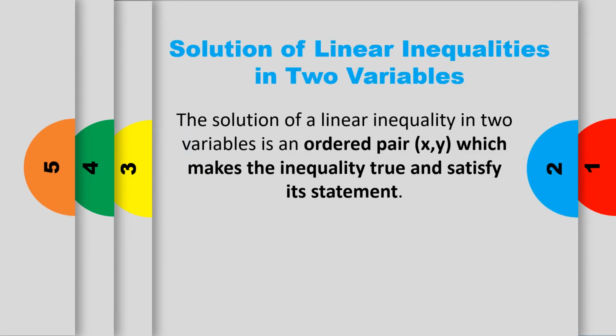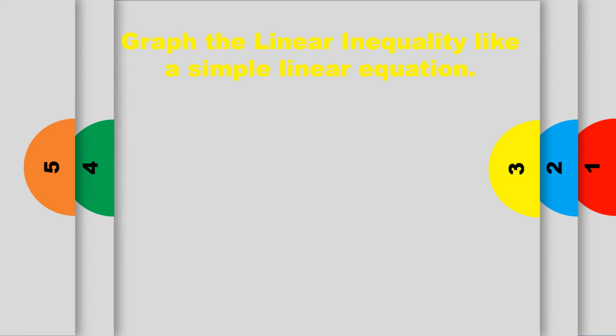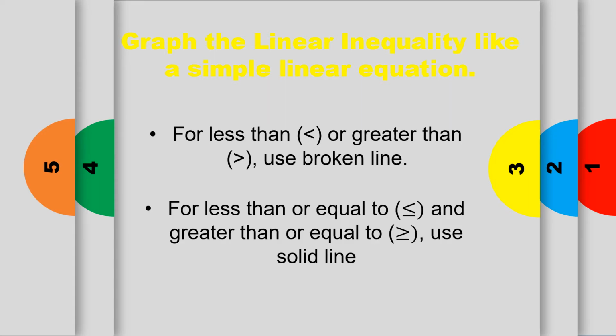Second is to be knowledgeable of its solution. Take note that each solution is an ordered pair which makes the inequality true and satisfies its statement. Third, be familiar with its graph. In constructing it, be reminded that if the given inequality uses less than or greater than, use a broken line. But if the given inequality uses less than or equal to or greater than or equal to, you will use a solid line.